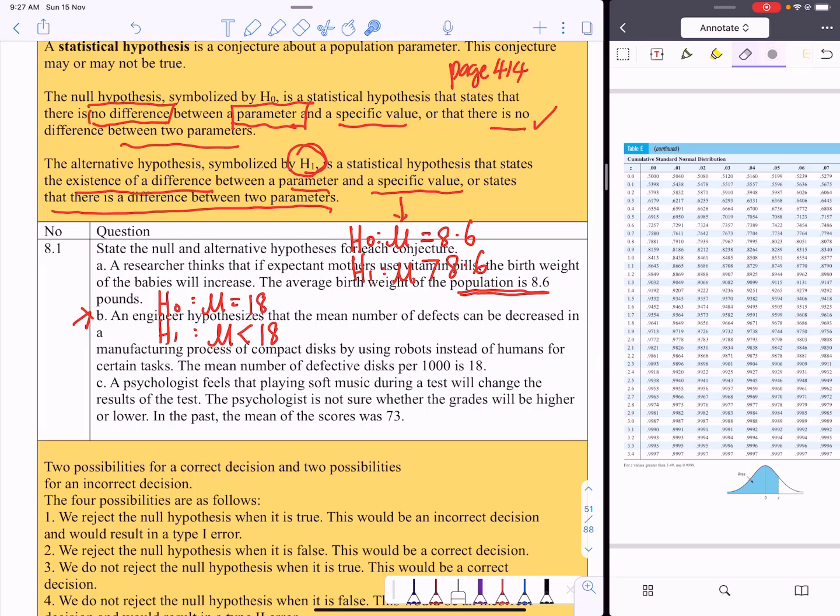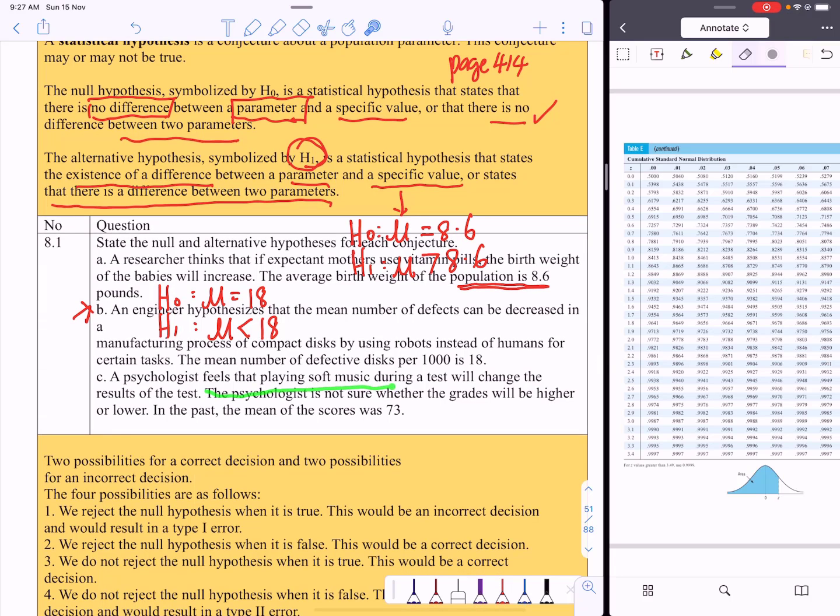Psychologists feel that playing soft music during the test will change the results. The psychologist is not sure whether the grade will be higher or lower. In the past, the mean of the score was 73. Here we have a statement of higher and lower. So they are just not sure whether it will improve the test or not.